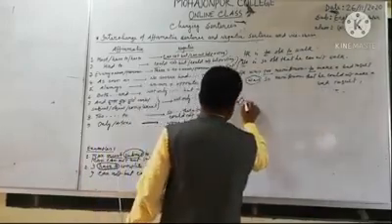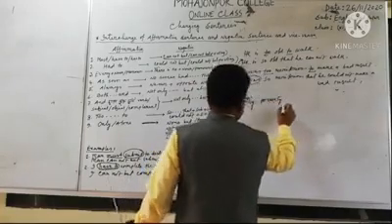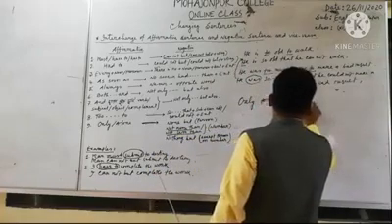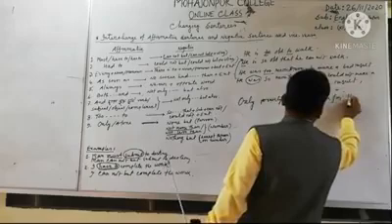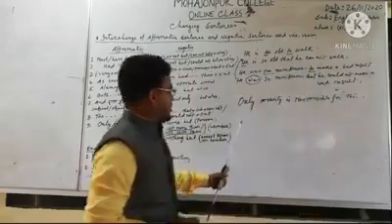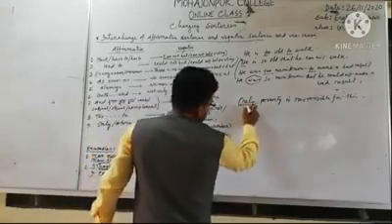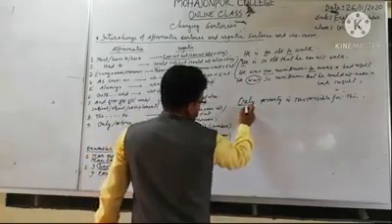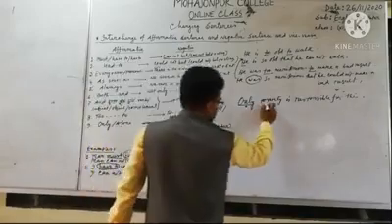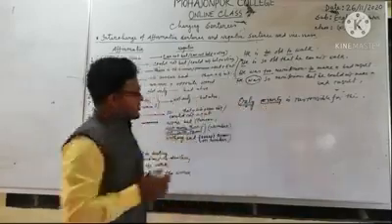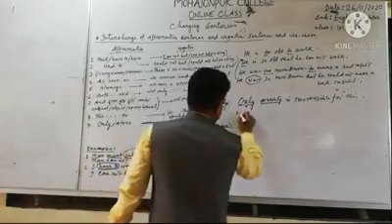Only poverty is responsible for this. Here "only" has no indication of a person or number. Poverty is not a person or a number, so we can use "nothing but" here.